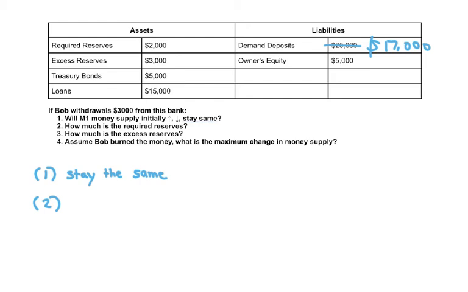So to get required reserves, we need to take 10% of 17,000. And when we do that, the answer is going to be $1,700. That is the value of the required reserves now that we have demand deposits of $17,000. So withdrawals are a little trickier because you do have to kind of work backwards a little bit, but that's why we're doing this practice so you can see that in person.